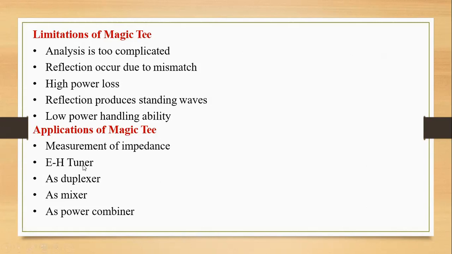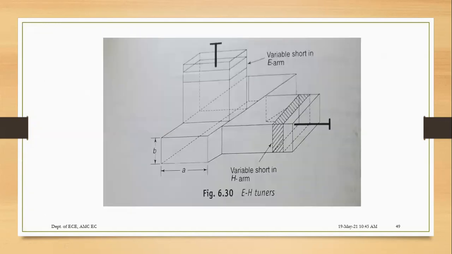One more is you have the EH tuner. This is also mainly used for impedance matching. The third one is nothing but your duplexer. A duplexer is used in the radar system. And next is a balanced mixer, which will be used in a superheterodyne receiver system. And the last one is a power combiner, where you can use the power combinations and you will be using it for certain applications. In that, you have two figures to study in your syllabus.